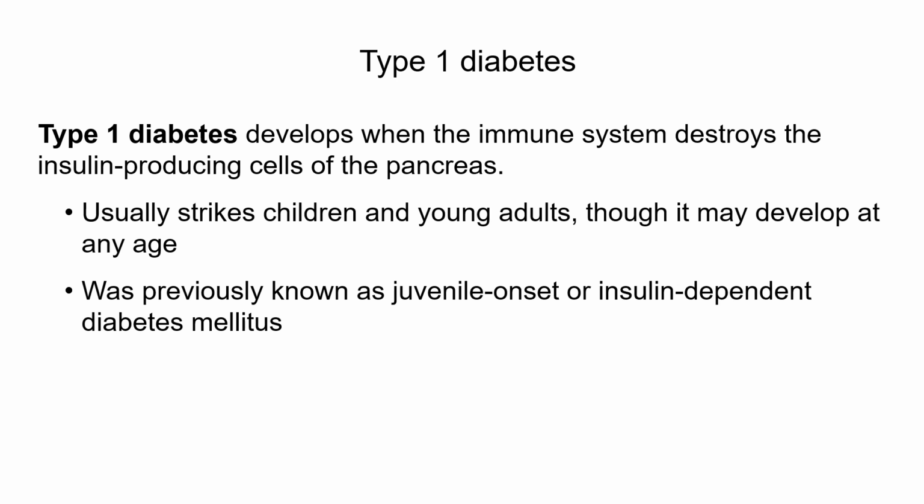And so type 1 diabetes, if it's going to develop in a person, usually develops during childhood or young adulthood. However, it can develop at any age. And because it usually develops during childhood, it used to be known as juvenile onset diabetes. And these people are dependent on insulin for their lives, and so sometimes it's called insulin dependent.